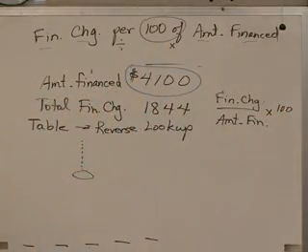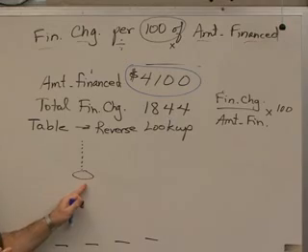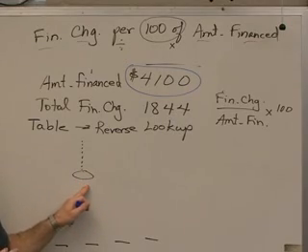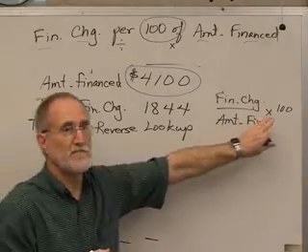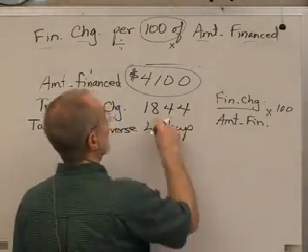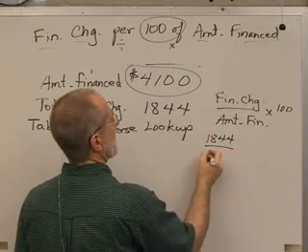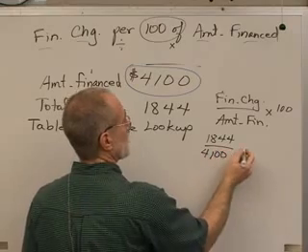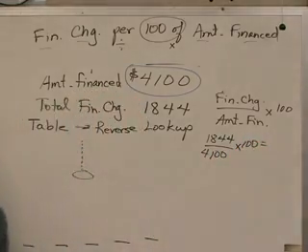That's kind of a roundabout way, but it keeps you from having to memorize this formula. This is the formula for finding that table factor that we're going to look up. It's take the total finance charge, divide by the amount financed, and multiply times 100. So let's use these numbers. The finance charge is $1,844. We divide that by 4,100. We multiply that by 100, and we round it to the nearest penny.